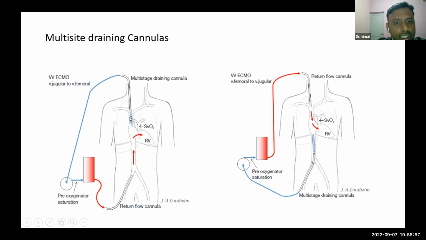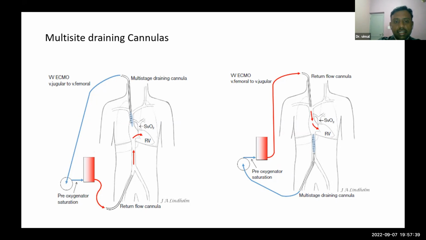As one can see, there are multiple holes in the drainage cannula as well as in the return cannula. So this leads to a larger distance between the two, and thereby contributes to lesser recirculation. But again, there have been studies with MRI velocity scans, wherein they showed that because of Poiseuille's theory, the proximal holes will receive more blood, and because of the venous collapse distal to that, there won't be any flow in the distal holes.